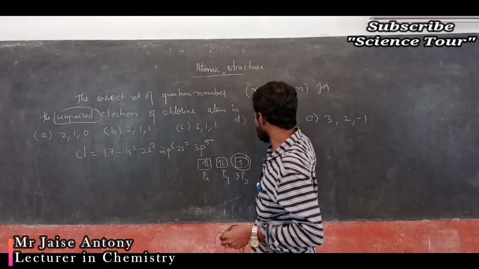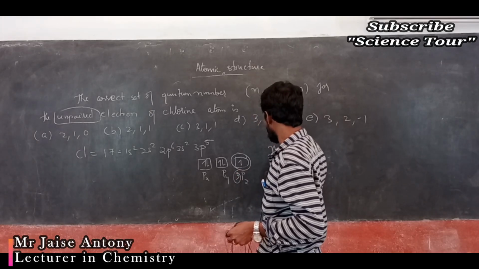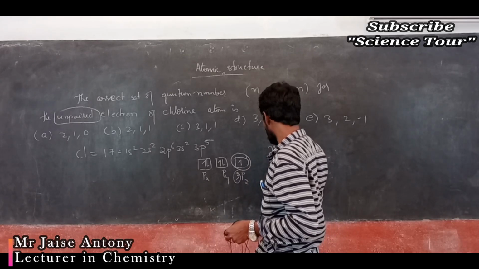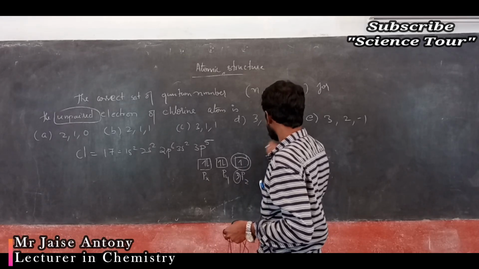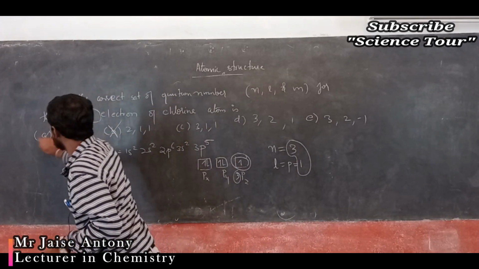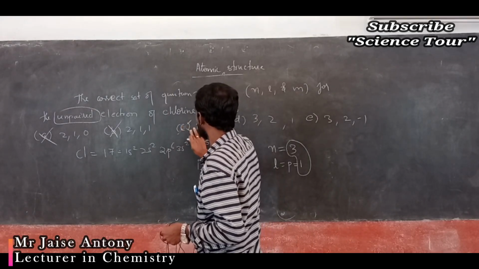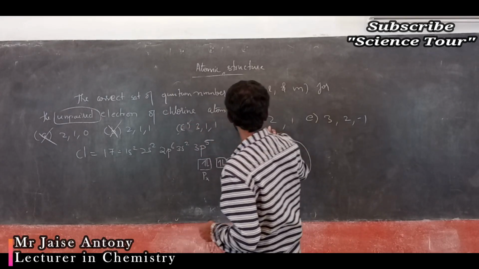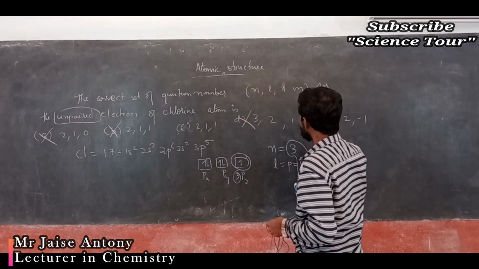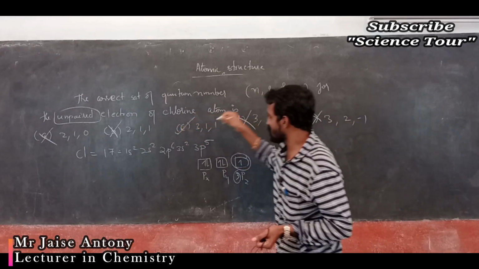For this one, n value is 3, third. For the p orbital, the l value for p is 1, so 3, 1. You can remove this one. Sorry, this is wrong, 3, 2 is there. This is also wrong, 3, 2 is there. 3, 1. Correct? Now, no need to find the third one.